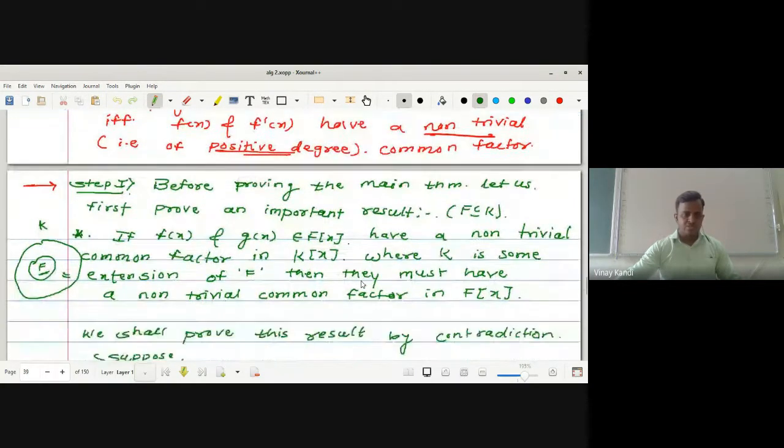Which result? If f(x) and g(x) belong to F[x] and have a non-trivial common factor in K[x], where K is an extension of F, then they must have a non-trivial common factor in F[x]. Look at here, f(x) and g(x) are the two polynomials which have a non-trivial common factor in K[x], the larger field. Then it must have the non-trivial common factor in F[x] also.